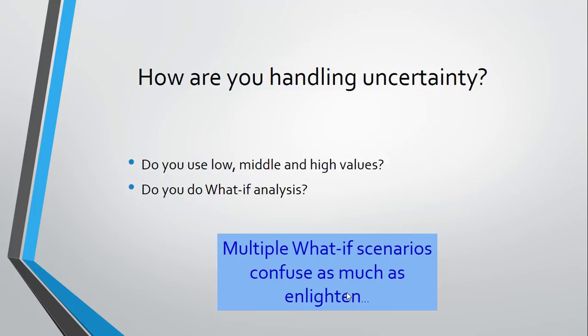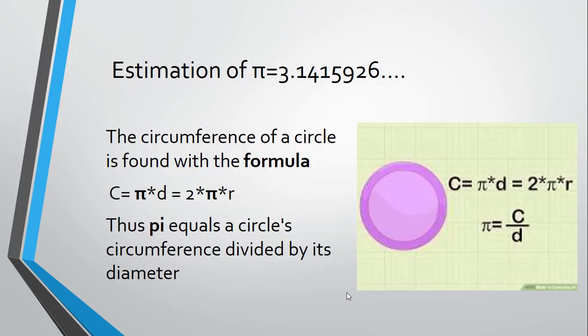Let me give you 3 applications of Monte Carlo simulation to give you a flavor of it. First one is estimation of pi. We all know what pi is, right? Pi equals 3.1415926535, etc. I used to be able to remember 50 digits of pi. Not anymore. Now, what is pi?